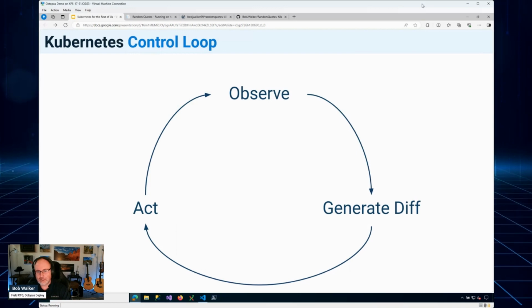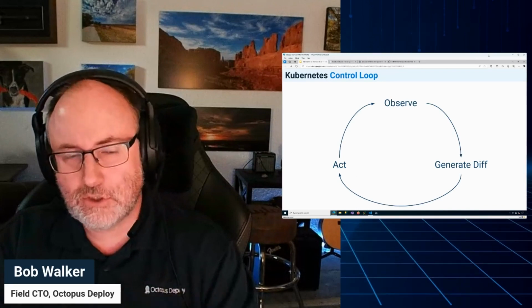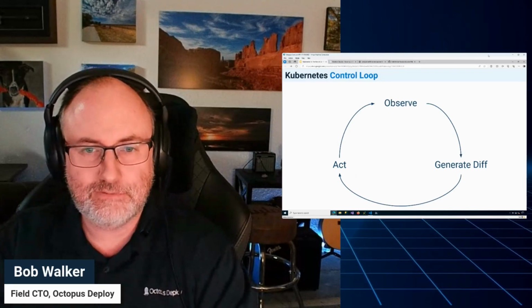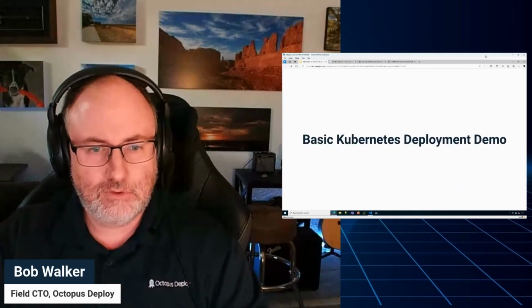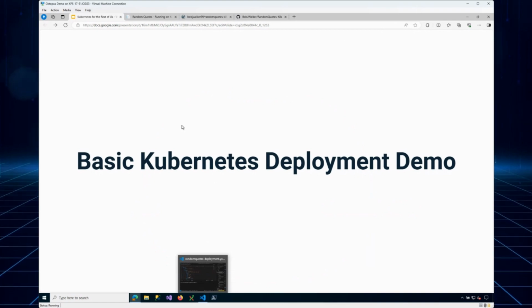And again, it goes back to that control loop. We are changing the manifest file. We're going to give it to Kubernetes. It's going to see that difference. It's going to then act upon that difference. So let's jump over to my Kubernetes cluster, and I'm going to show you how this occurs.